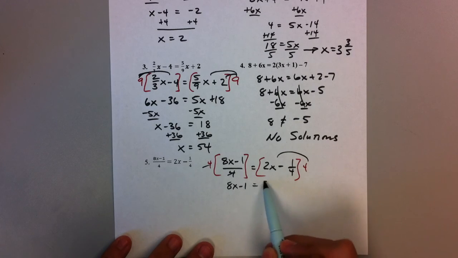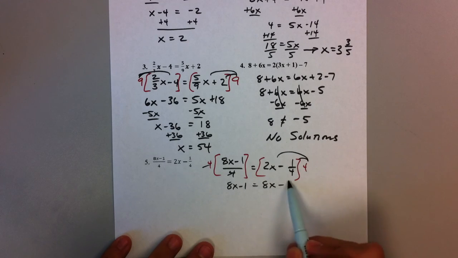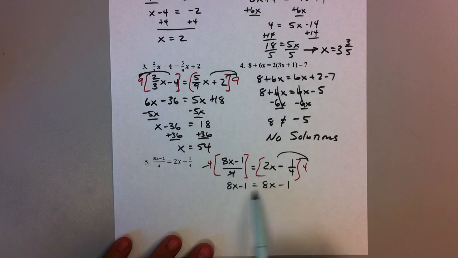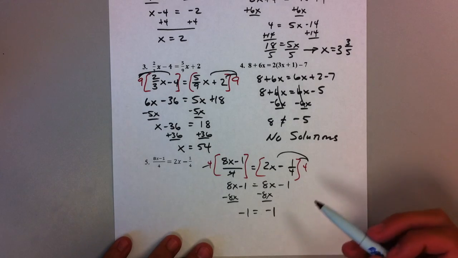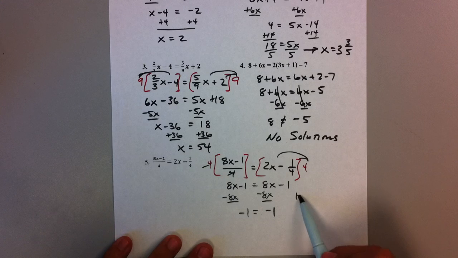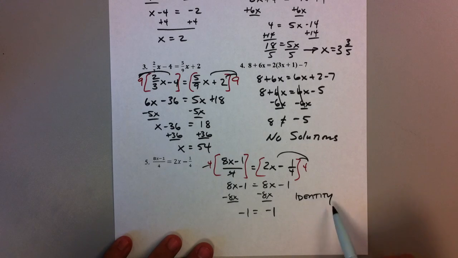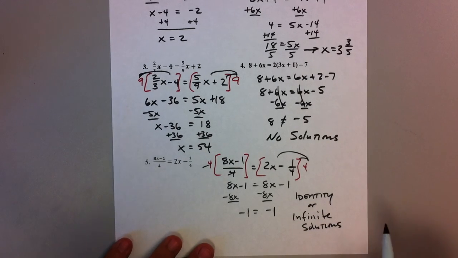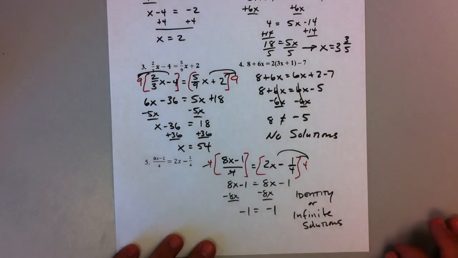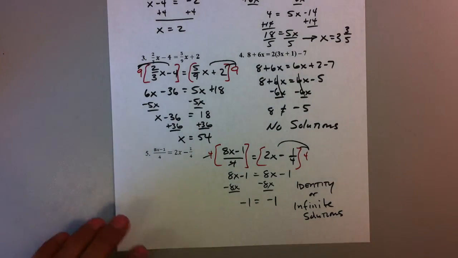Over here, I get 8x minus 1. And you notice that they look identical. So if I were to subtract, we're going to get exactly what I was just talking about. I get negative 1 equals negative 1. Well, that's true. That's always true. So in this case, we could either say the word identity, or you could say that there are infinite solutions to this problem. Okay, so that's just a simple, quick little review on solving equations.